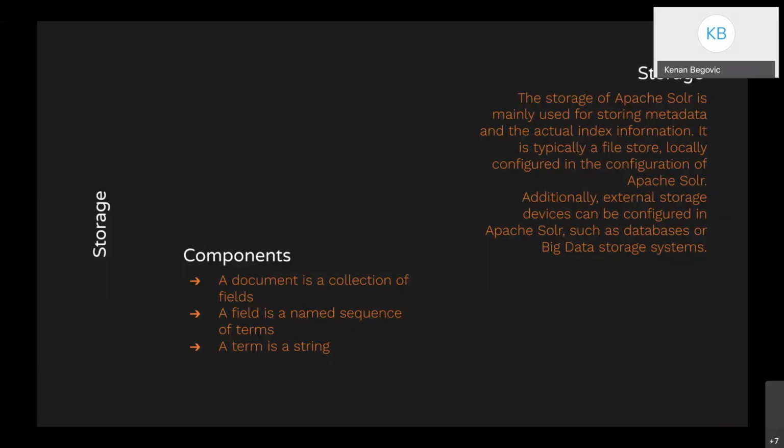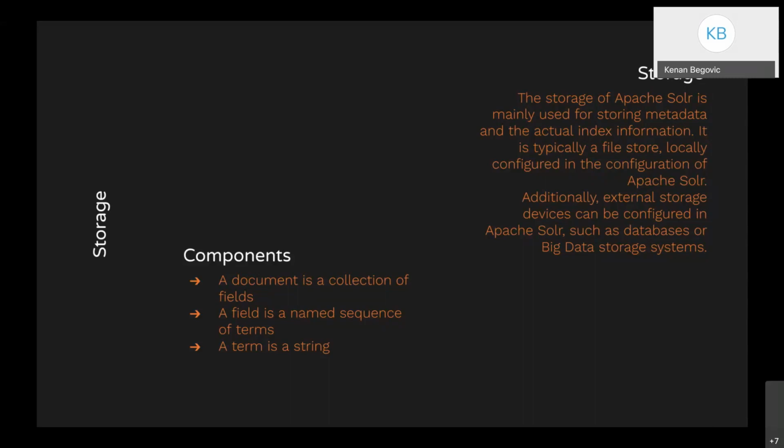One of them can be a big data storage system like HDFS, or it can be a relational database and similar. Three components: document, field, and term. So a document is a collection of fields. A field is a named sequence of terms, and a term is a string. The same string in two different fields is considered a different term.